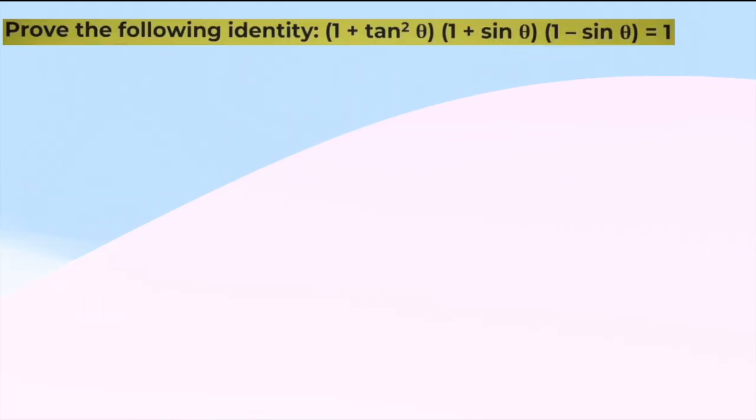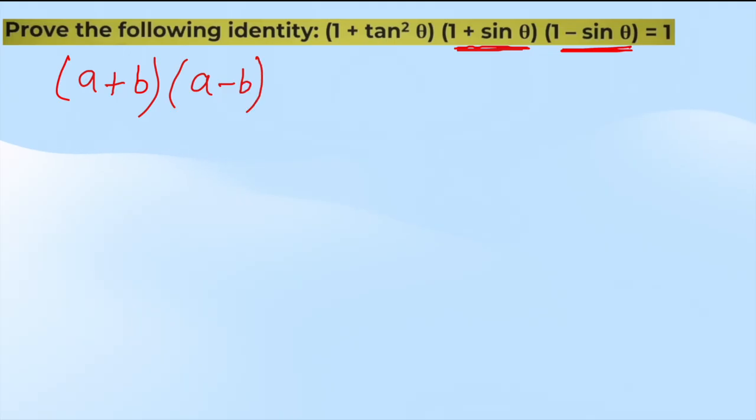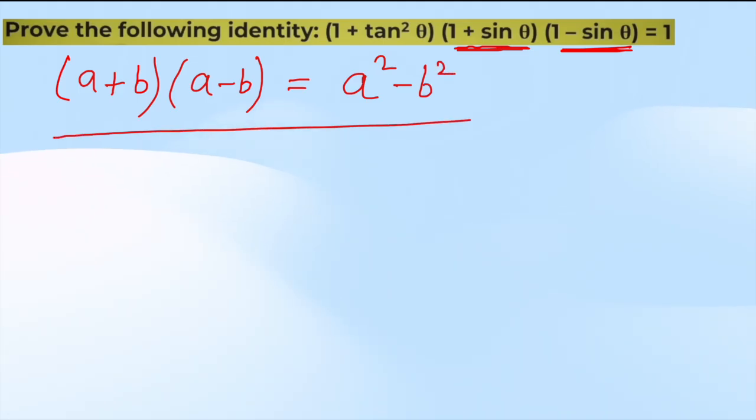Coming to the next one. Prove that 1 plus tan square theta into 1 plus sine theta, 1 minus sine theta. There is a relation between tan, sec and sine. But when we check this question now, it is 1 plus sine theta, 1 minus sine theta. Oh, it is something, right? In our lower grades, we have learnt one identity. What is that? a plus b into a minus b equals a square minus b square. You know this identity? Let's make use of it.